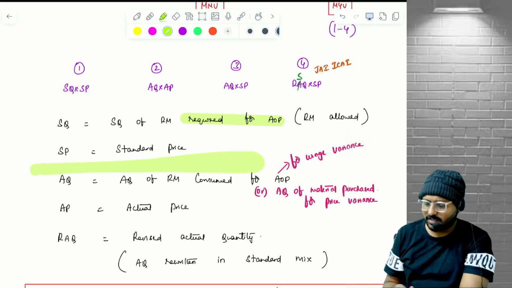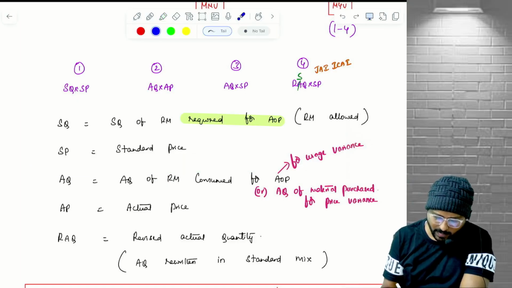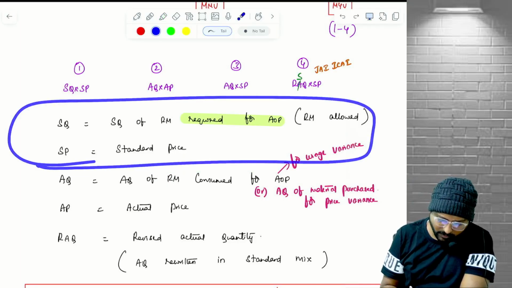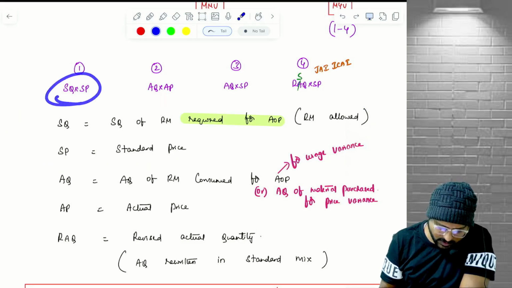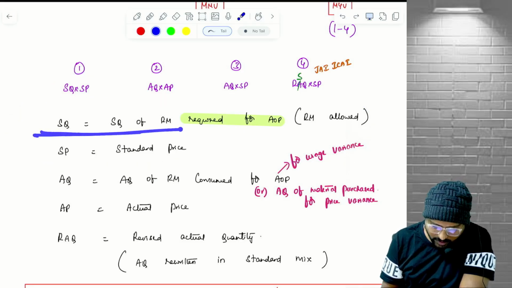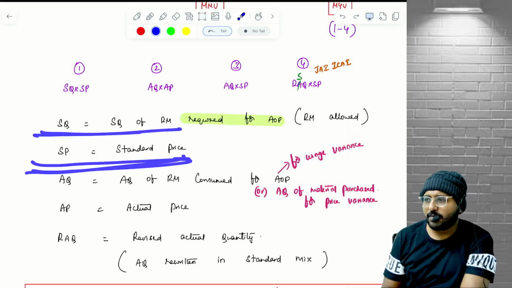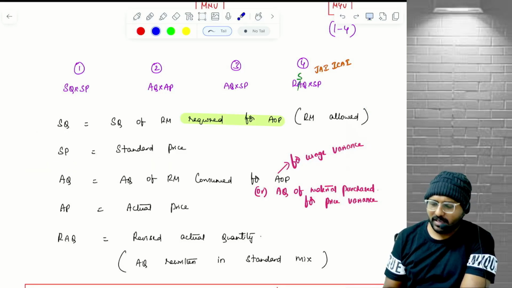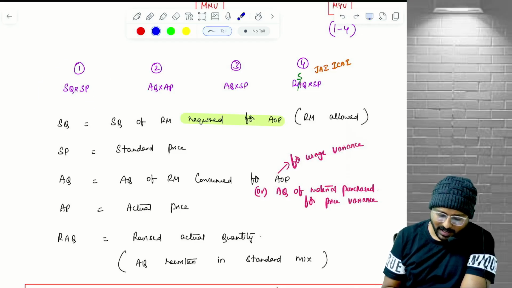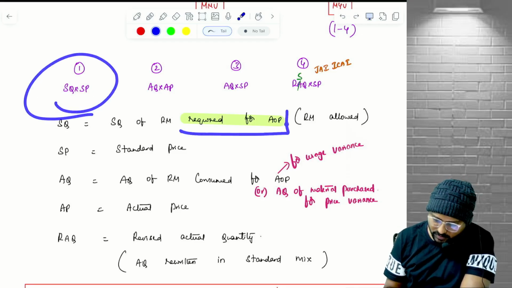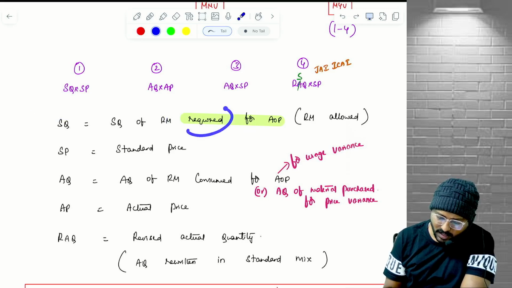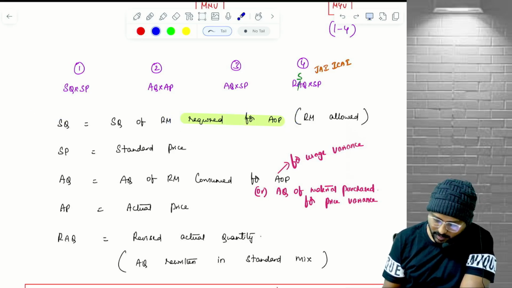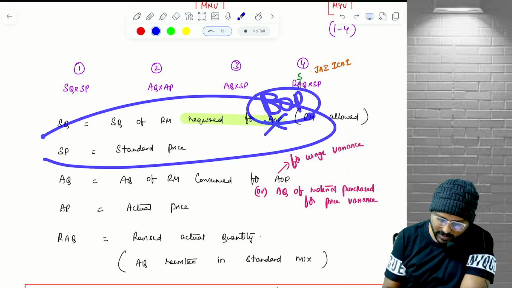SP means standard price. Very easy. Standard price of raw material. Now, anybody who has a doubt here: SQ into SP is nothing but standard quantity of raw material multiplied with standard price of raw material, which is nothing but standard cost. It is standard cost only because of this factor. What is this factor? Required for actual output. Suppose it is not required for actual output and it is required for budgeted output. Then it will become what?